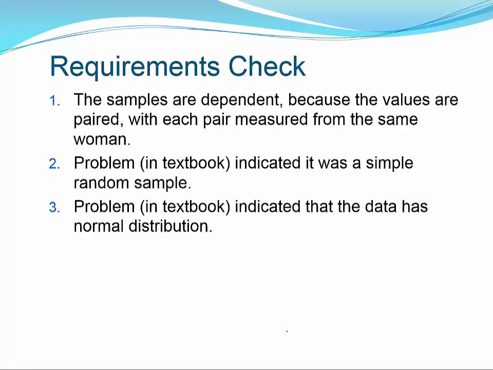These samples are dependent because the values are paired and each pair is measured from the same woman. In the textbook, the problem was a simple random sample, and it was also from a normal distribution. So we have satisfied the requirements.